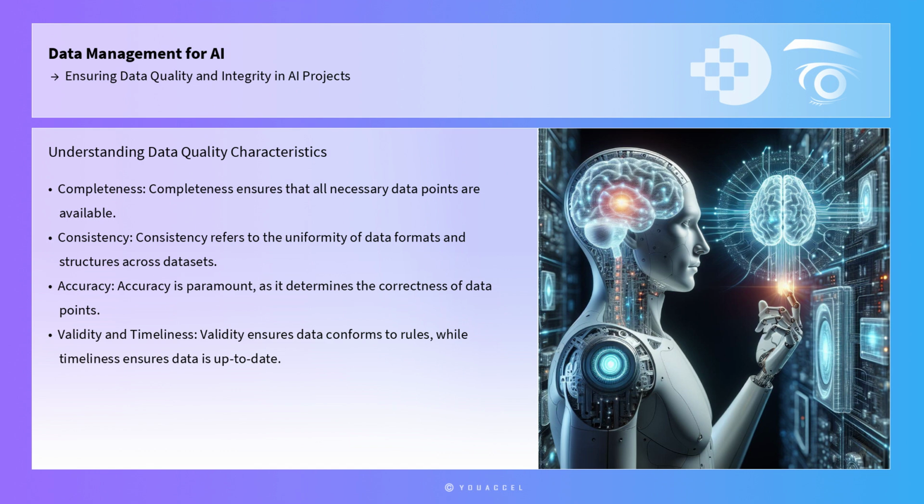Data quality begins with understanding the characteristics of the data being utilized. This involves assessing the completeness, consistency, accuracy, validity, and timeliness of the data. Completeness ensures that all necessary data points are available, whereas consistency refers to the uniformity of data formats and structures across datasets. Accuracy is paramount, as it determines the correctness of data points, while validity ensures the data conforms to the rules and constraints set for it. Timeliness is also essential, as outdated data can lead to irrelevant insights.